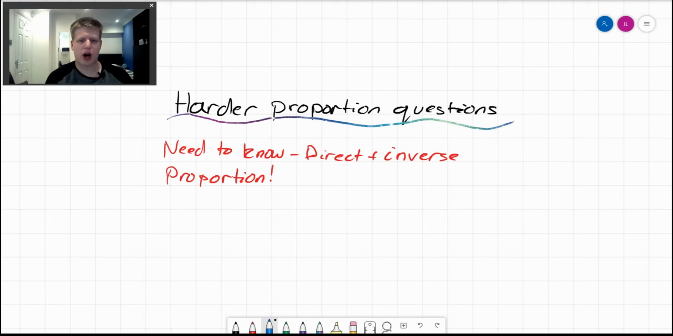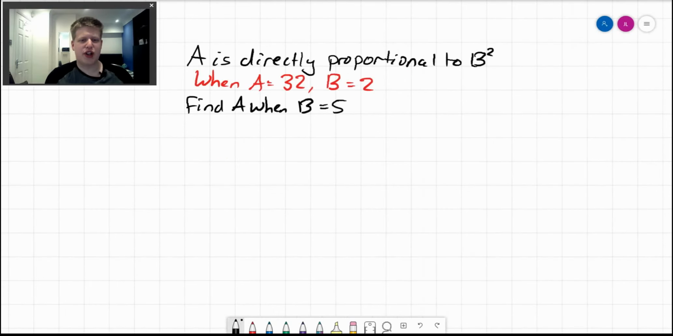We're going to look at some harder problems which will involve squares and square roots. Before you start, make sure you know what direct and inverse proportion are and how to solve the questions. Have a look at this.